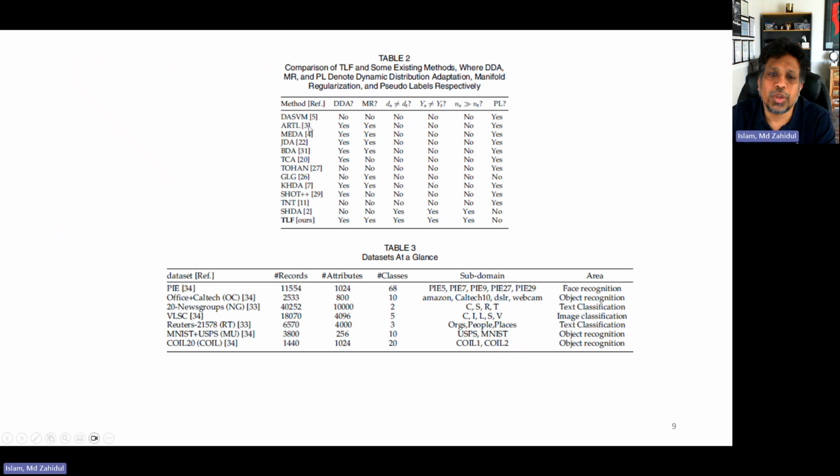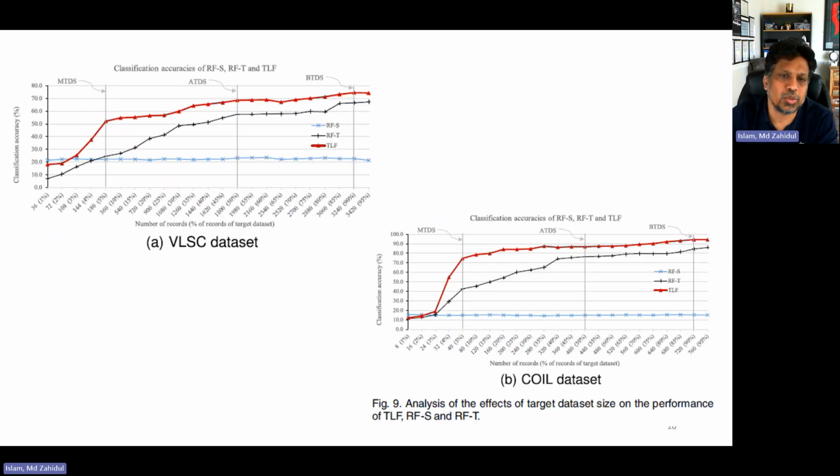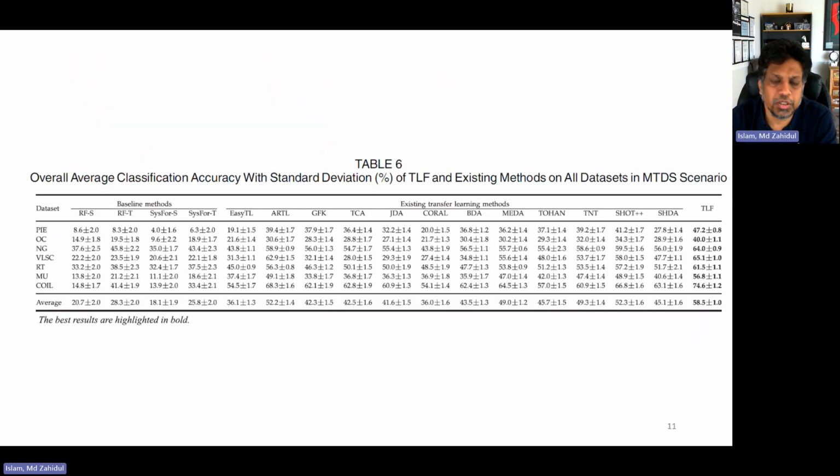Now, in the experimental section, we compared our technique TLF with 12 existing techniques on 7 publicly available datasets, very commonly used datasets as well. And then we tested the performance of our proposed technique. Here, we can see that TLF generally performs better. And of course, the number of records of the target dataset also matters. But for any given number of records, TLF performs better than random forest with transfer learning and random forest without transfer learning.